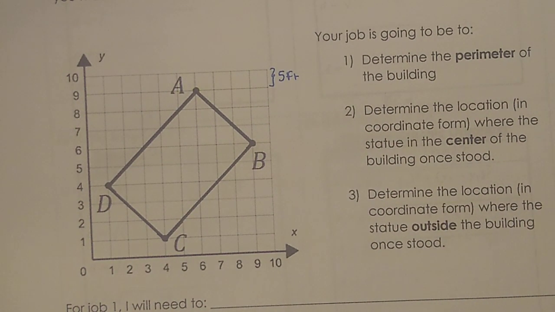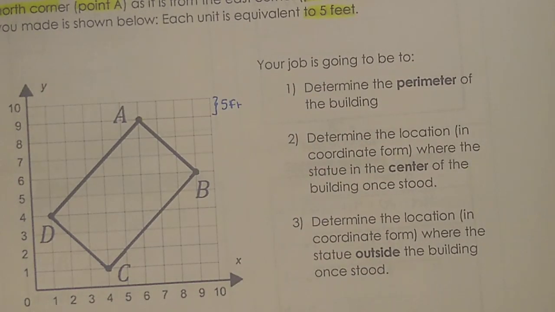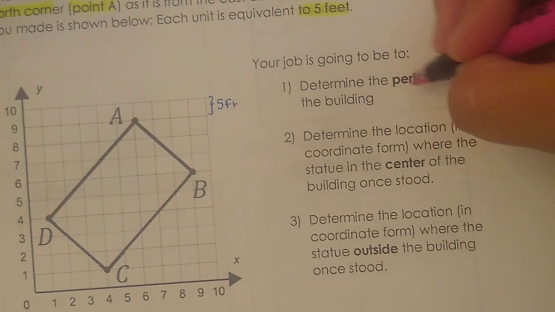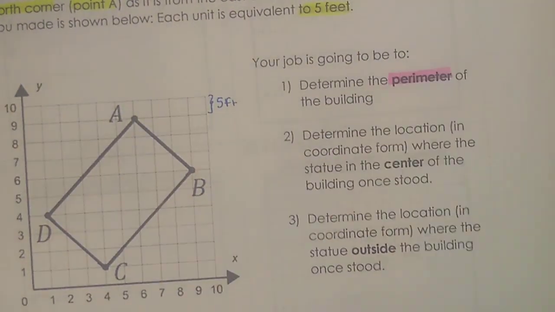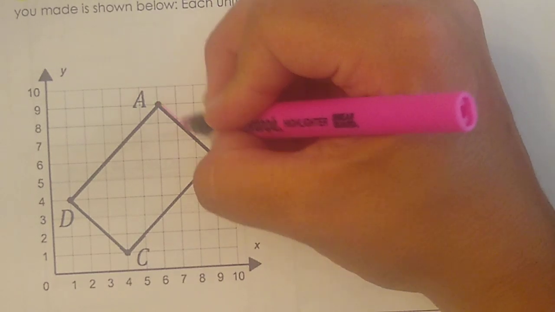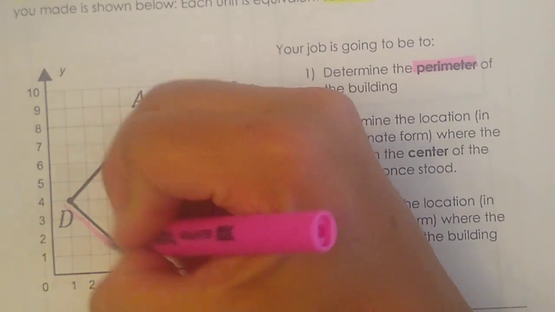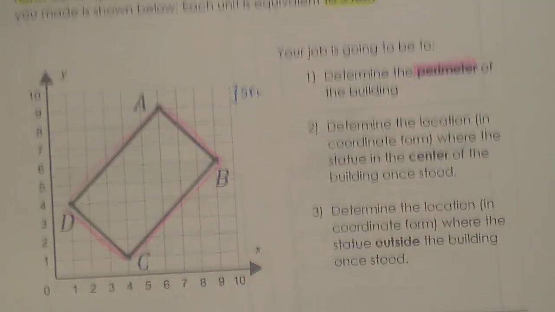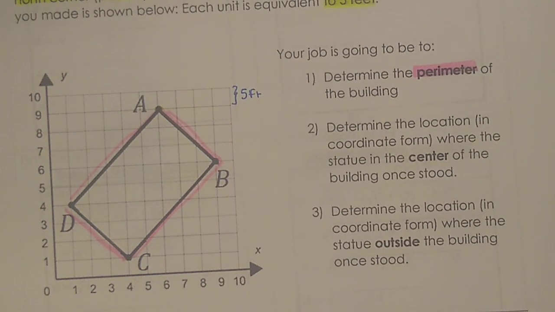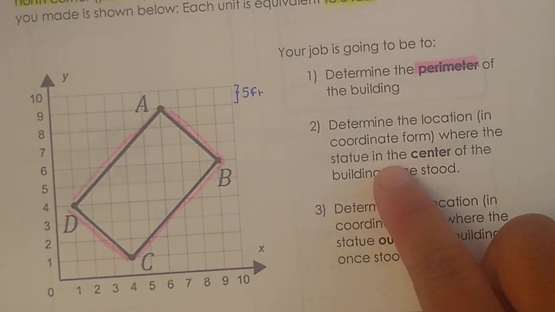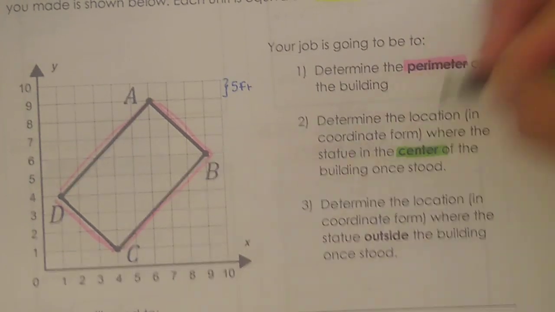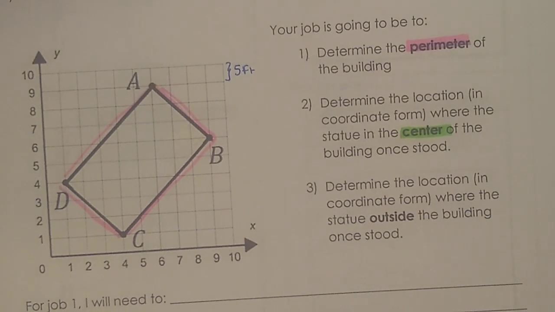So let's look at our jobs. Our jobs are right here. Job one, I need to determine the perimeter of the building. Just as a reminder, perimeter is all the way around. So what I essentially have to do is find out how long it is all the way around, meaning I have to find each length and then put them all together. Then I need to determine the location in coordinate form where the statue stood in the center of the building. So I need to find where is the middle. I'm going to have to figure out where is the middle of this rectangle that represents the base of the building.